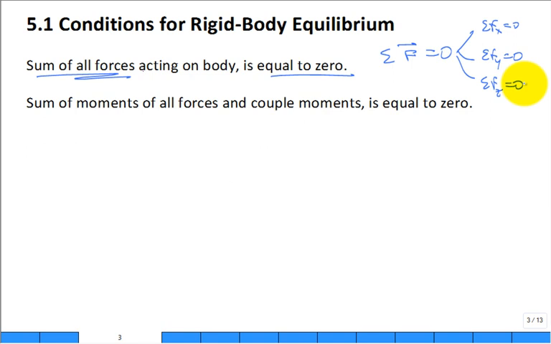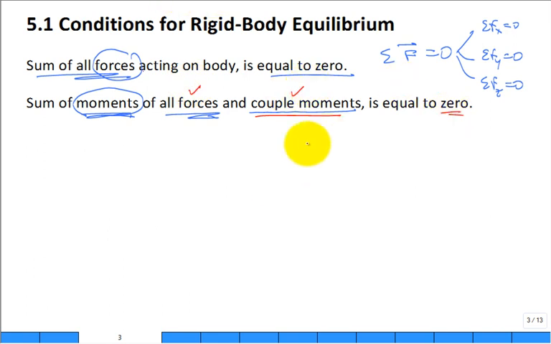Okay, what about the sum of the moments? Not only do we have the sum of the forces, we have the sum of the moments. You have moments from all of the forces. You could have multiple forces, and each of those forces could induce a moment. And then you could also have what they call couple moments. What are those? Free vectors, free moments. And so the combination of moments due to forces and couple moments has to equal 0.